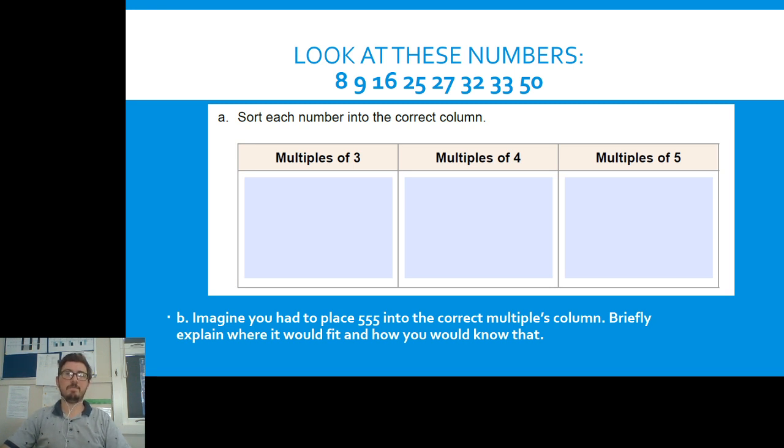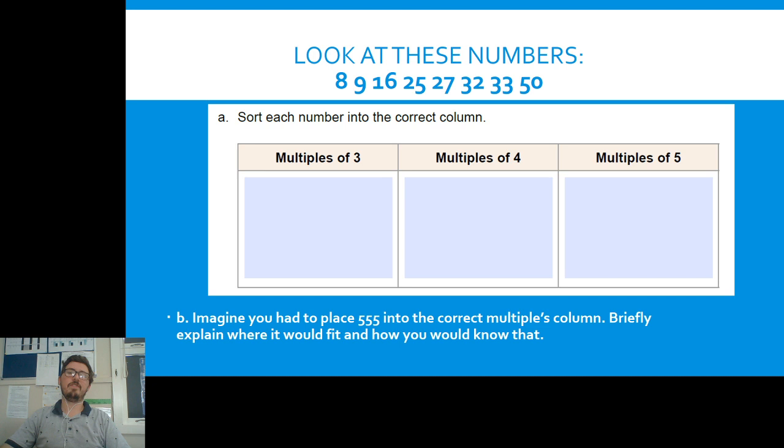Now B says, imagine you had to place 555 in the correct multiples column. Geez, that's a big number. How are you gonna know which column to put it in? Briefly explain where it would fit and how you would know that. So is 555 going to be a multiple of 3, a multiple of 4, or a multiple of 5? And how do you know that? Pause the video and unpause when you're done.